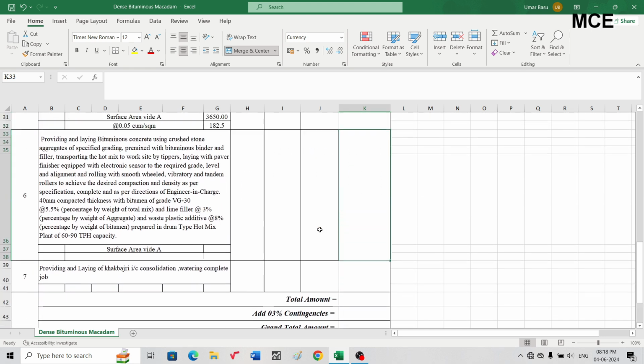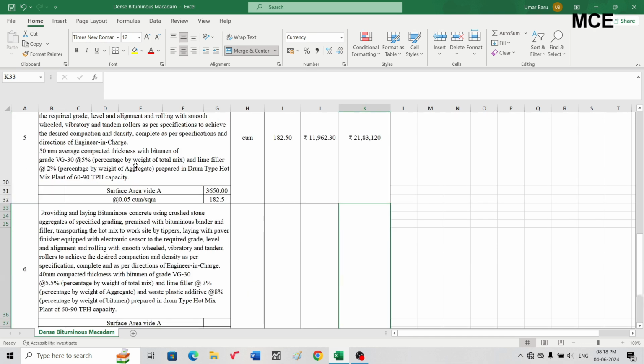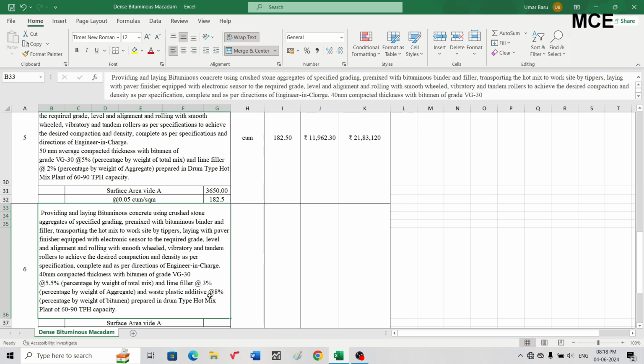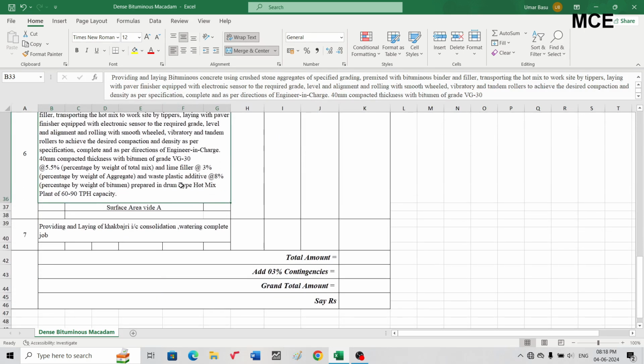After that, the next item, the surfacing course, will be of bituminous concrete. Its compacted thickness will be 40 mm. It will be of bitumen grade VG30. Percentage of bitumen is 5.5%, and lime filler will be 3%, and waste plastic additive is additional. If you want to add it, this is 8% by the percentage of bitumen, and this is again prepared in a drum type hot mix macadam plant of 60 to 90 TPH capacity.